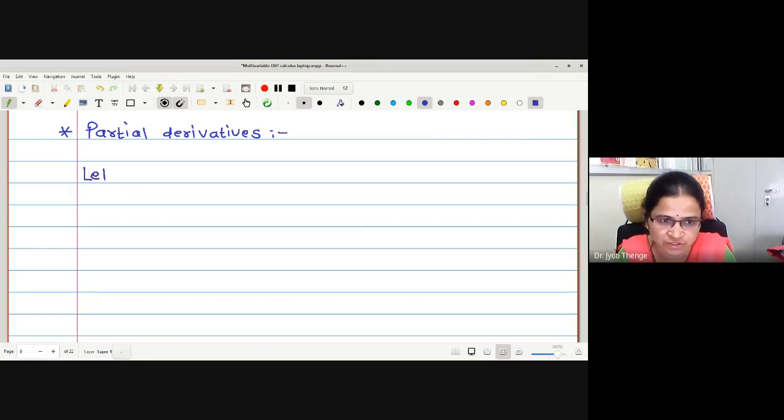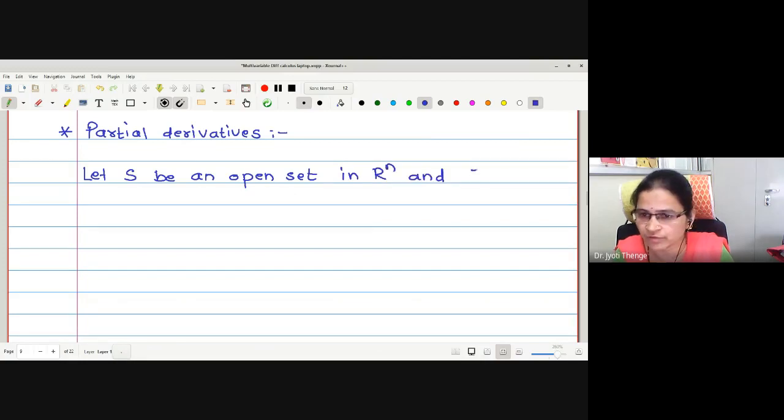The textbook definition we will write: let S be an open set in Rn and f be a function from S to R. As we have discussed already, the partial derivative is defined for functions of many variables, but it should be a real valued function. And also the fact that it treats the function of many variables as a function of a single variable at a time.